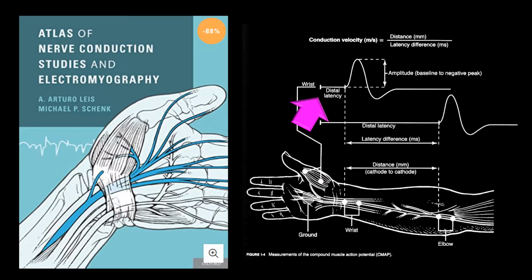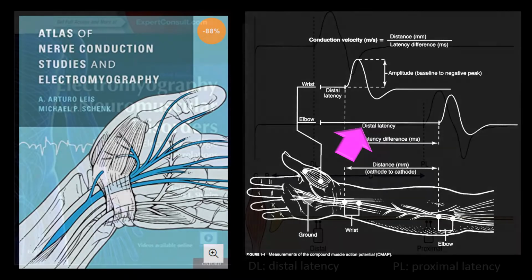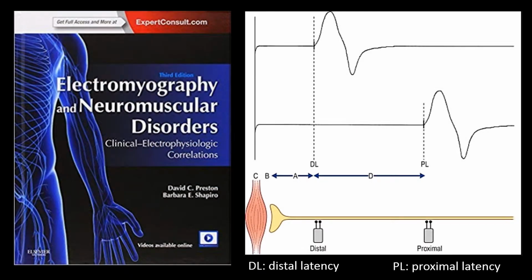Here, the term distal latency is used when recording from wrist to abductor pollicis brevis, and also when recording is being done from the elbow. That is, when a stimulation is being done at the elbow and still the recording is being done at the abductor pollicis brevis. This is a highly confusing terminology which, in my humble opinion, should not be used. Preston's book uses the term distal and proximal latency in the way that you can perceive in this frame.